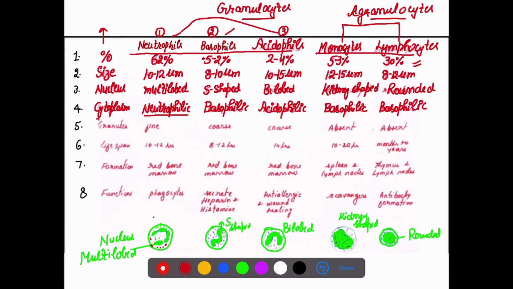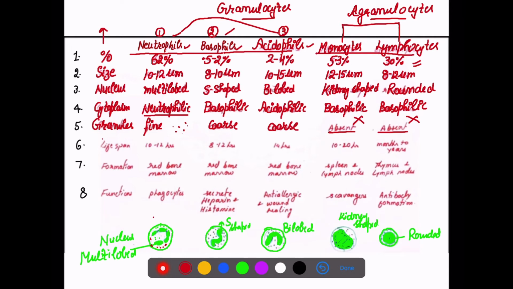Now the next is about the granules. Is there any granules present in monocytes and lymphocytes? No, granules are absent. Granules are present in neutrophils, basophils, and acidophils. Neutrophils have very fine granules in the cytoplasm, very, very small particles, and they have coarse granules. Coarse means thick, not very thin. Coarse is always thick granules.